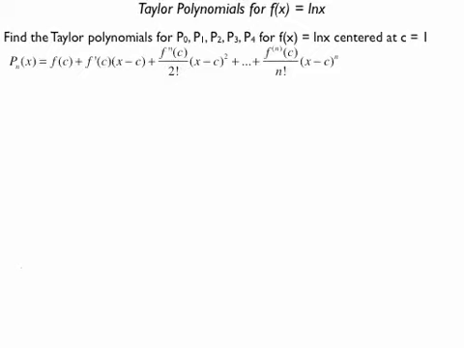That tells me a couple things. We're really finding 5 different things here. P sub 0 is the 0 degree, so it's just a constant.